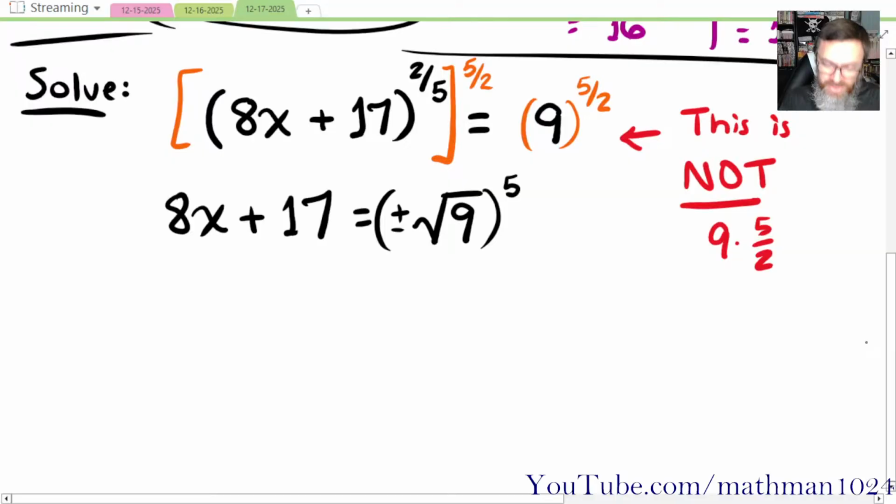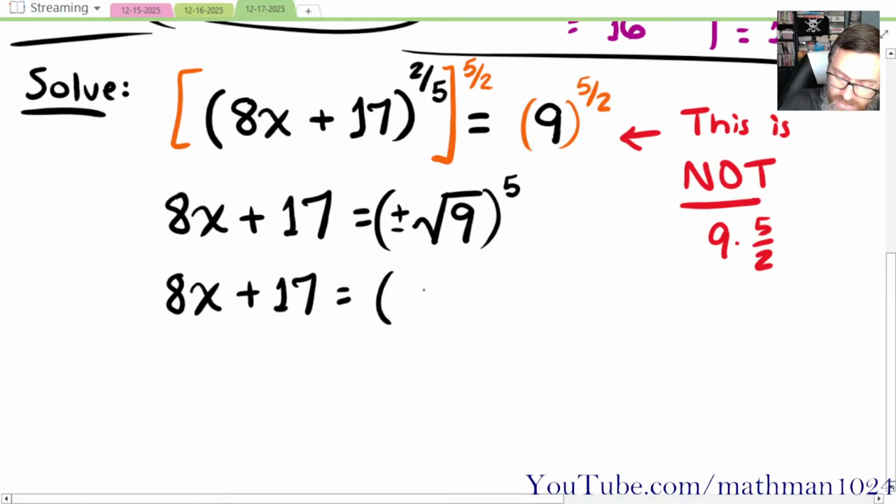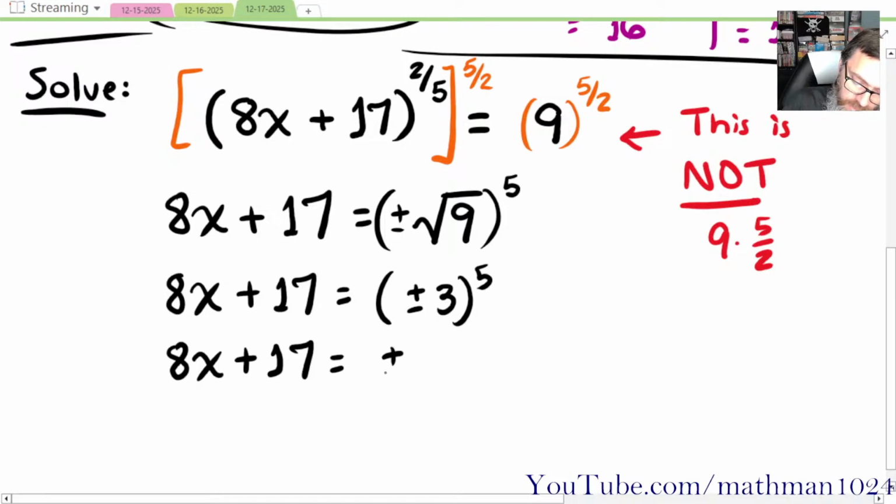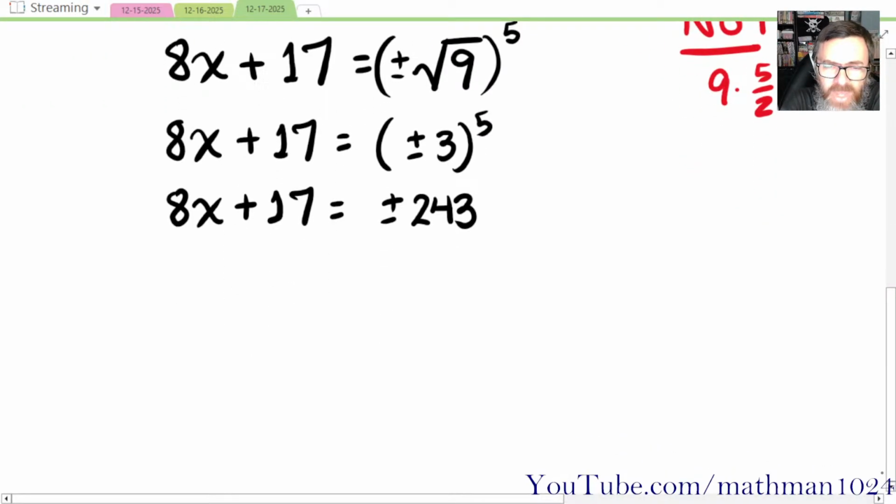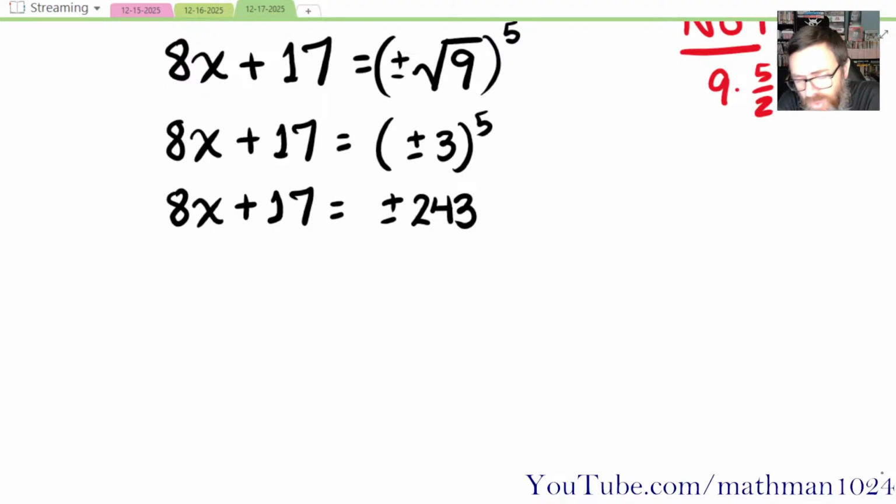All right, so just got to work this stuff out. Now let's see, we've got 8x plus 17 equals, so the square root of 9 is 3, so plus or minus 3 to the 5th power. And then 8x plus 17 equals plus or minus 3 to the 5th, which is 243. Now at this point, you see that we have a plus or minus, and we don't have radicals, we don't have anything imaginary, so that means there's going to be extra work for us to do here at the end. Let's just go ahead and get x by itself.